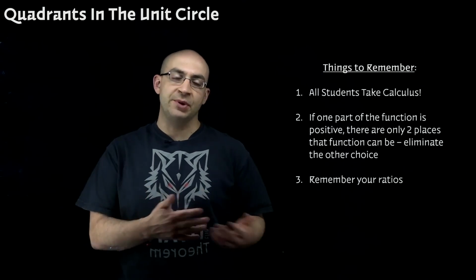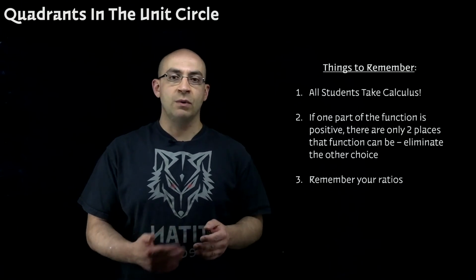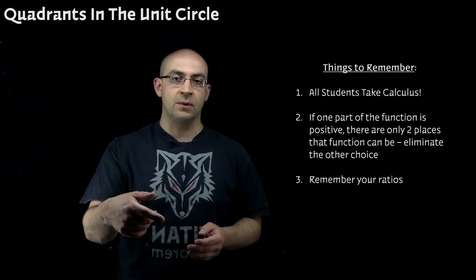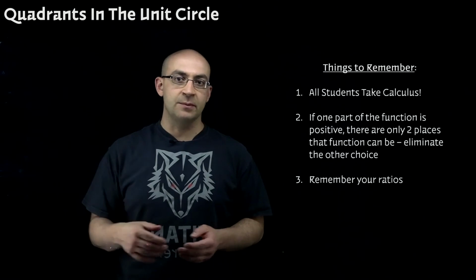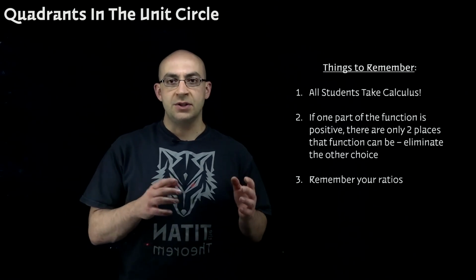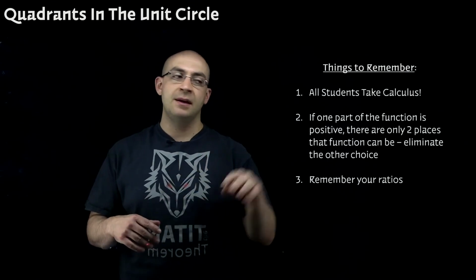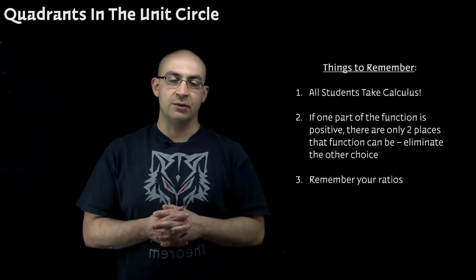So if I give you cosine of theta is positive, or greater than 0, we know that it can only be in quadrant 1 or quadrant 4. It eliminates itself from 2 or 3 because cosine values are negative on that side, right? So take your first part of that problem, identify which 2 it can be, and then take a look from there to eliminate the other choice.